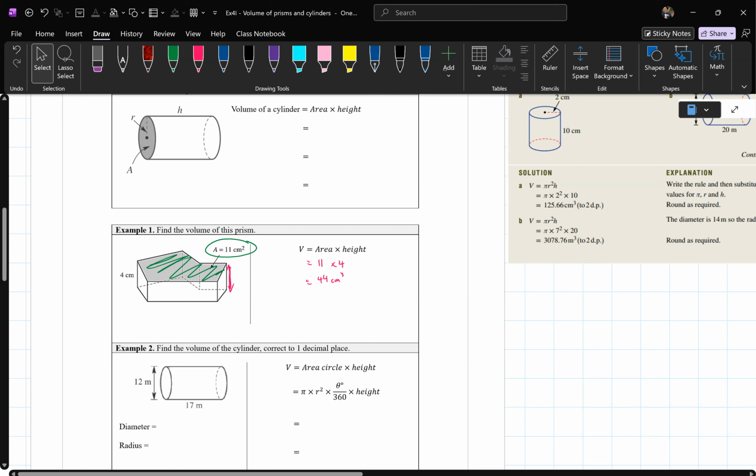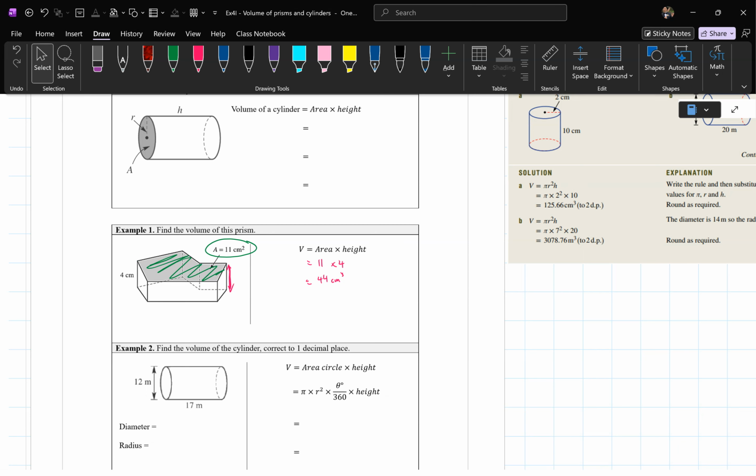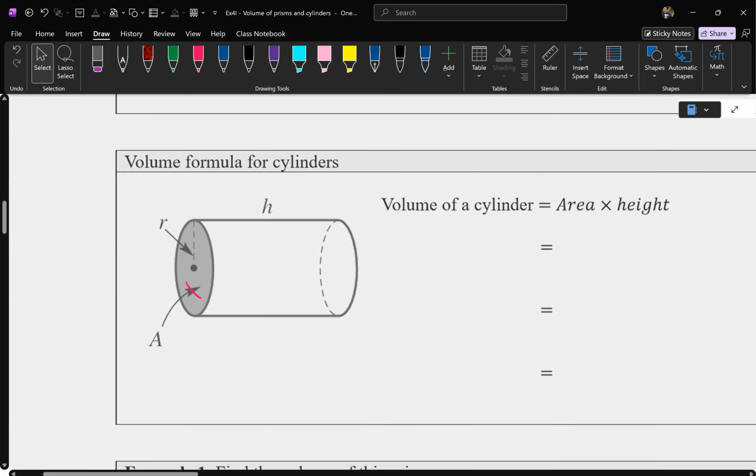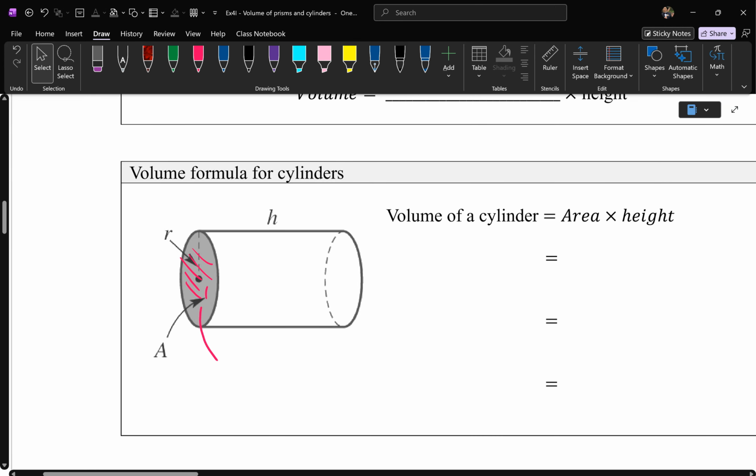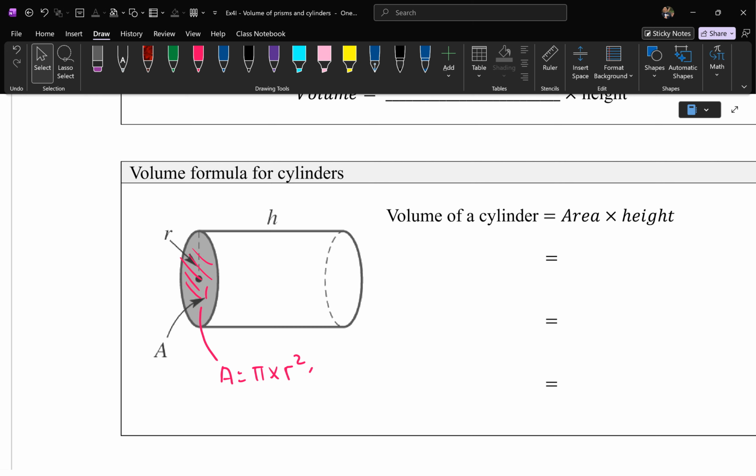So even when you're starting to do all these shapes, notice even the formula for a cylinder, you just need to find the cross-sectional area. It's this one. It's the flat circle that is consistent throughout the shape. And what was the area of a circle again? 4E and 4F. What's the area of a circle? Beautiful.